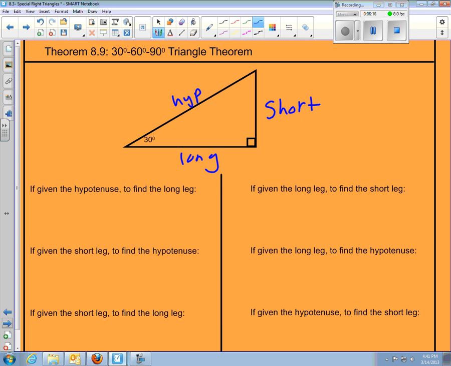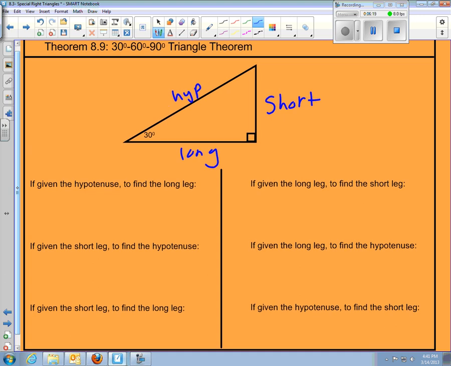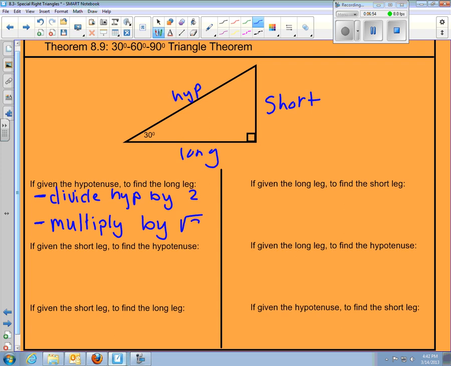All right, we've got a few more rules here than we did on 45, 45, 90s because we've got a few more combinations we could have. Two of these are going to have 2 steps. All right, and it just so happens that our first one's going to have 2 steps. So if we're given the hypotenuse, to find the long leg, we are going to first divide the hypotenuse by 2. And this is just by a plain old 2, not by square root of 2. Remember, square roots of 2 are for the 45, 45, 90. All right, step 2. Once we've divided the hypotenuse by 2, we are going to multiply by square root of 3. So that's a 2-stepper.